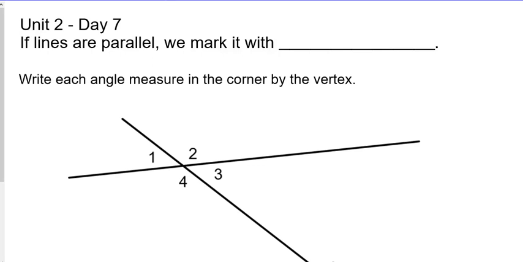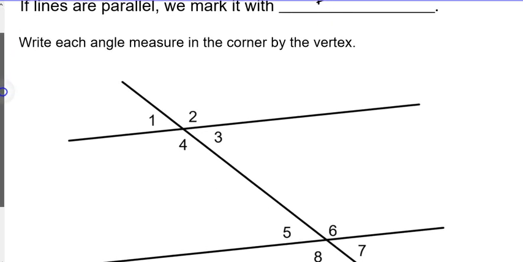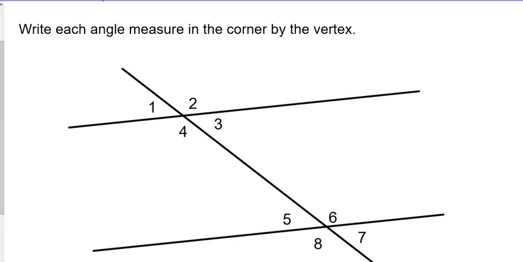All right, continuing from where we were yesterday with transversals, we're going to move on to dealing with parallel lines. So if lines are parallel, we mark it with a triangle, like so. So I'm going to tell you that this line is congruent, parallel to that line. You can shade it in or not, it's up to you. But we're just going to do that.